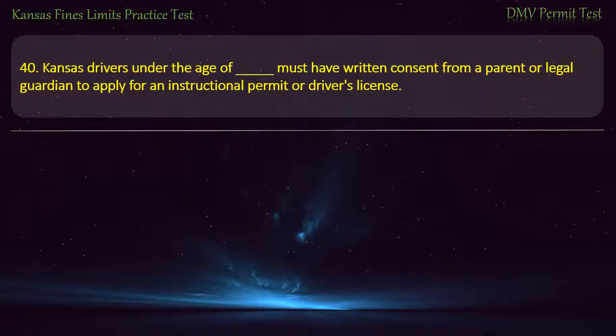Question 40. Kansas drivers under the age of must have written consent from a parent or legal guardian to apply for an instructional permit or driver's license. 19. 20. 21. 18. Answer. 18.